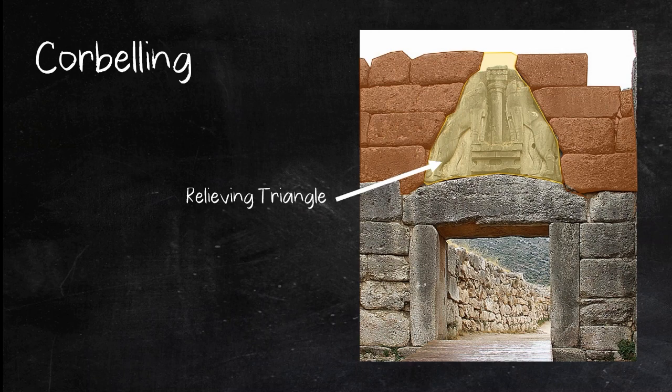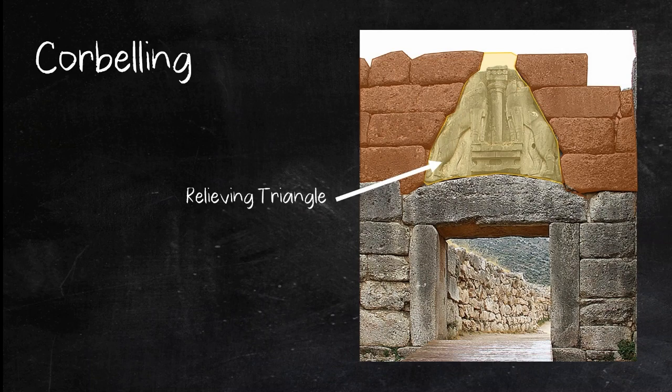At Mycenae here, the relieving triangle is filled with a carved stone that is much, much thinner and thus lighter than the rest of the stones. Because this is a fortified wall, they couldn't just leave it completely empty. But if you were to see this from the side or from the back, you'd see that this relieving stone, or the stone that's in the place of the relieving triangle, is about 1/5 the depth of the surrounding stones.